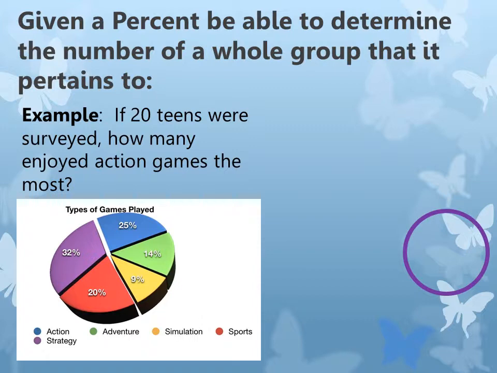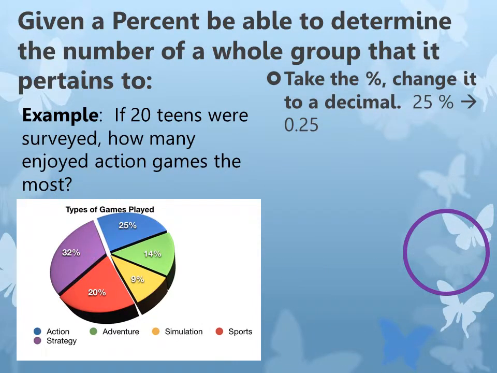Okay, so if we have 20 kids and we need to figure out how many of those 20 enjoy action games the most. If we look at our pie chart here, we can see that action games are blue, and that is 25%. So let's see, the first step is to take that percent and change it to a decimal. So we take 25 and we change that to 0.25. Make sense?